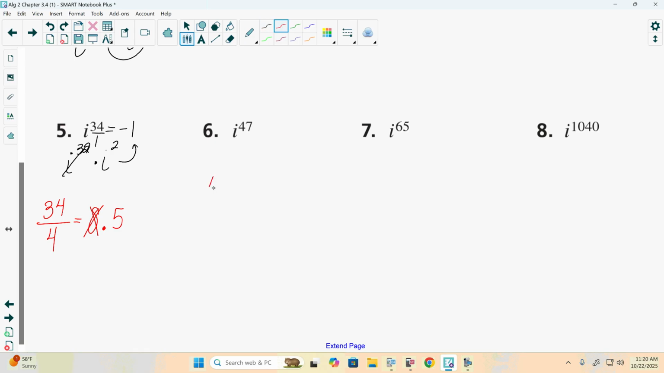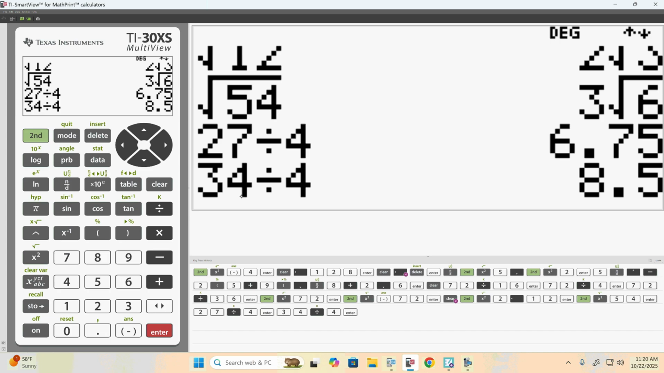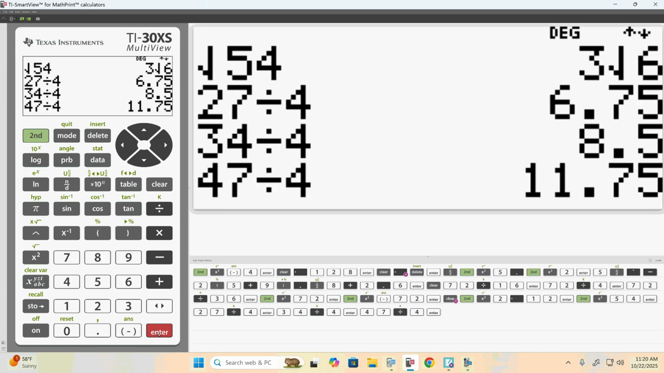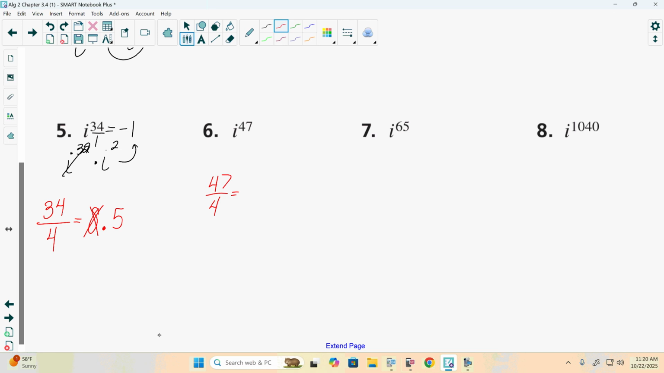Let's look at number 6. We have 47 over 4. So we're going to divide 47 by 4, and it'll tell us how many whole groups we have, which is 11. But the main part that we care about is the decimal. It's telling us we're going 3/4. We have i to the third left over. And i to the third is negative i.